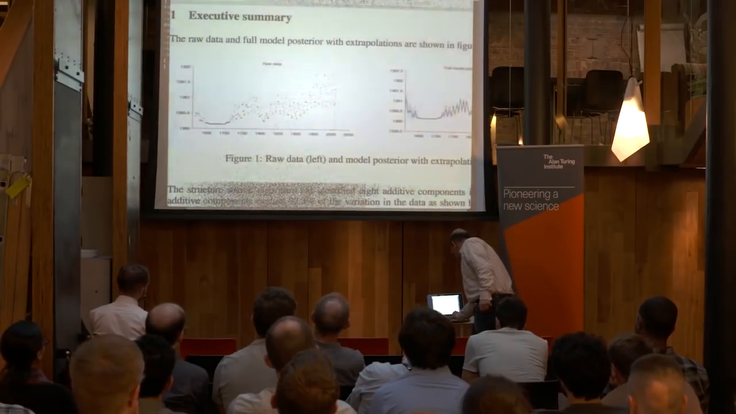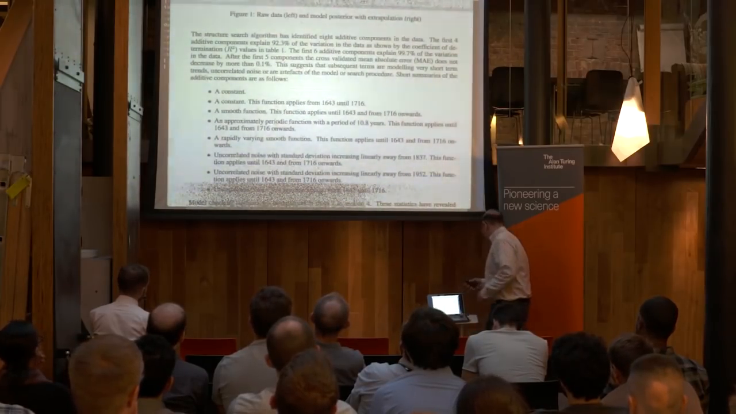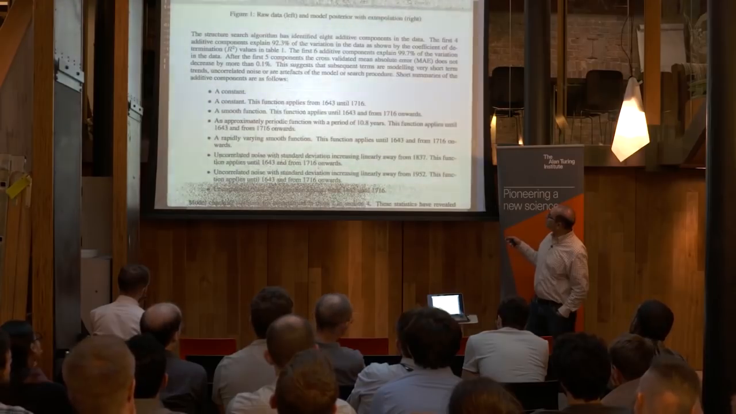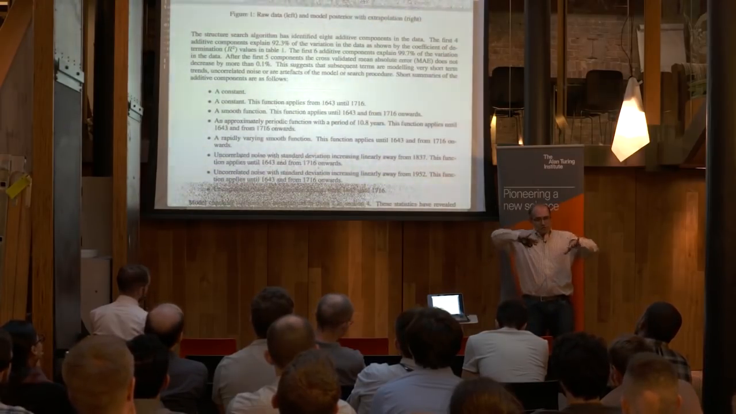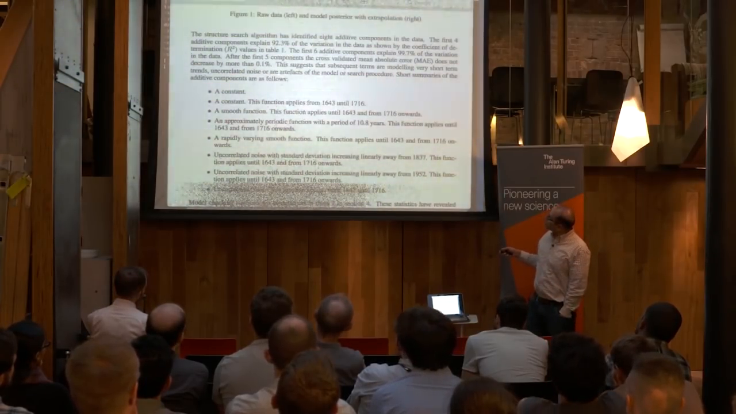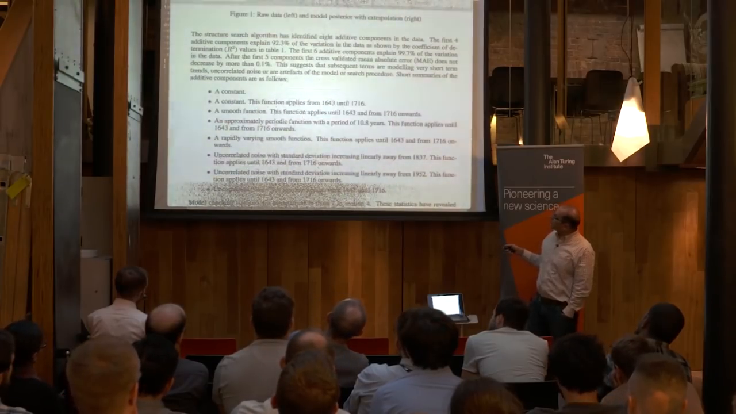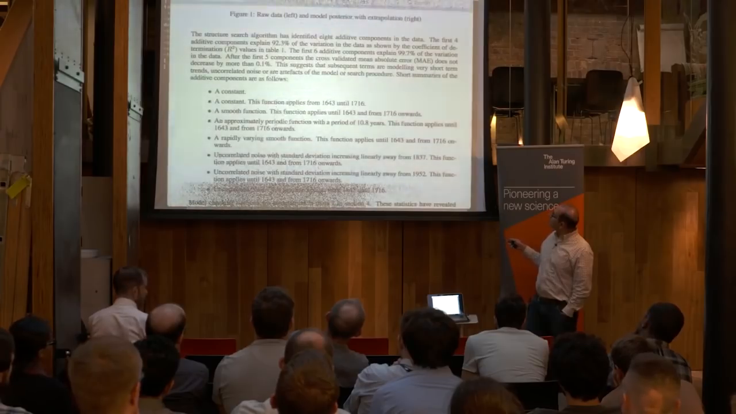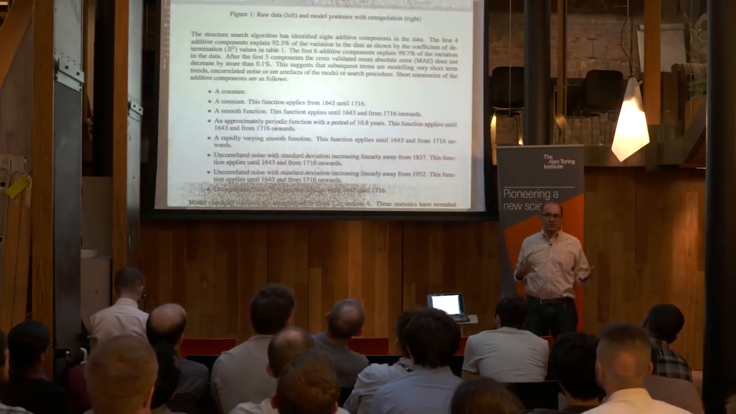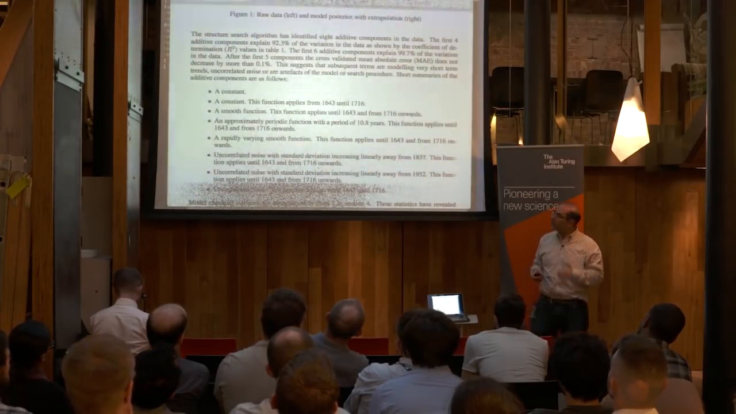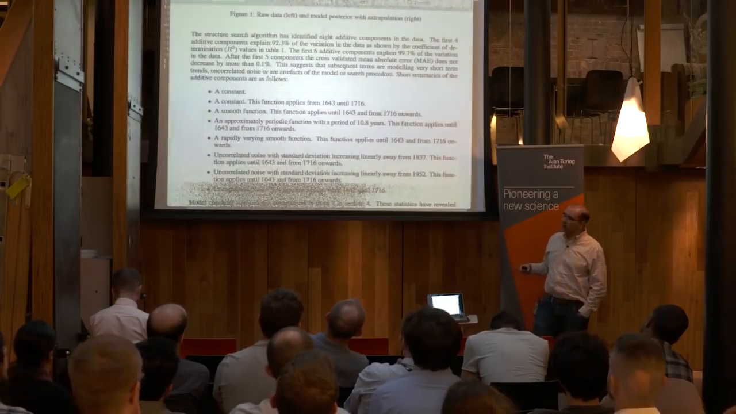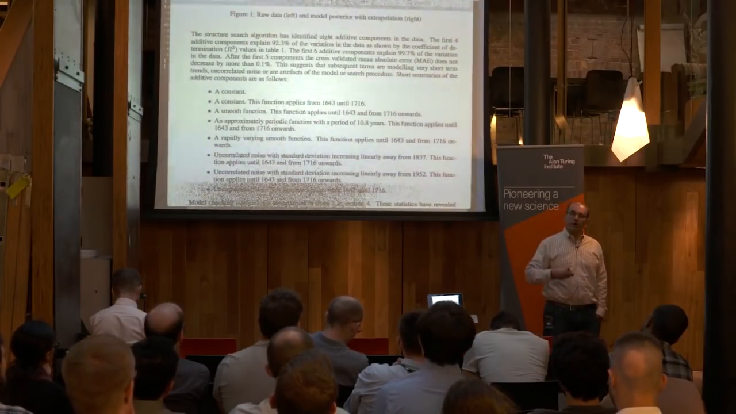What was the third most interesting thing for the computer? The third most interesting thing was a smooth function that applies outside until 1643 and from 1716 onwards. So smooth variation outside of that Maunder minimum. The fourth most interesting component was an approximately periodic function with a period of 10.8 years. This function applies outside of the Maunder minimum. So the fourth thing it found was the approximately 11-year periodicity of sunspot activity. Okay, and then these 5th through 8th components are sort of there, but harder to see by eye.